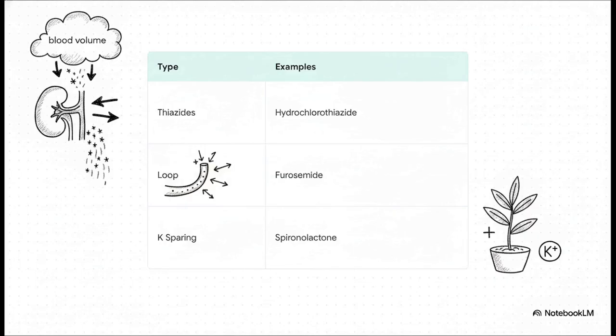Second are the loop diuretics. These feature heavy hitters like furosemide along with bumetanide and torsemide. And third, we have the potassium-sparing diuretics, with examples like spironolactone, amiloride, and triamterene. By just breaking them down into these three simple buckets, it makes them way easier to categorize in your mind.